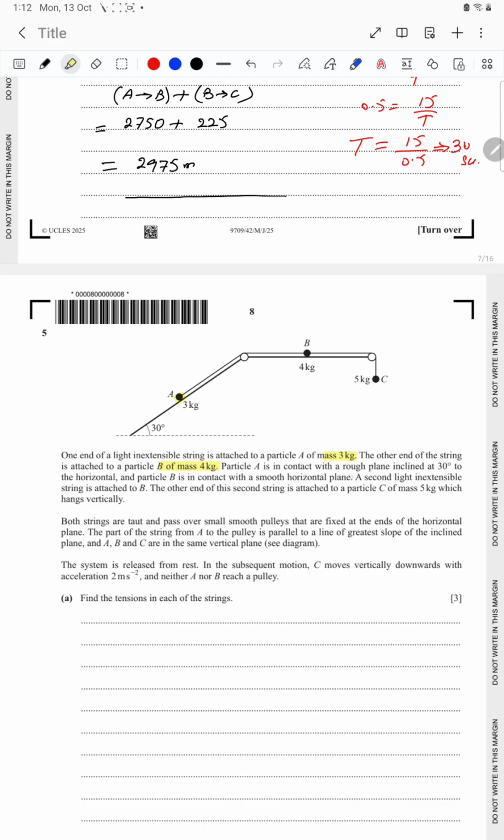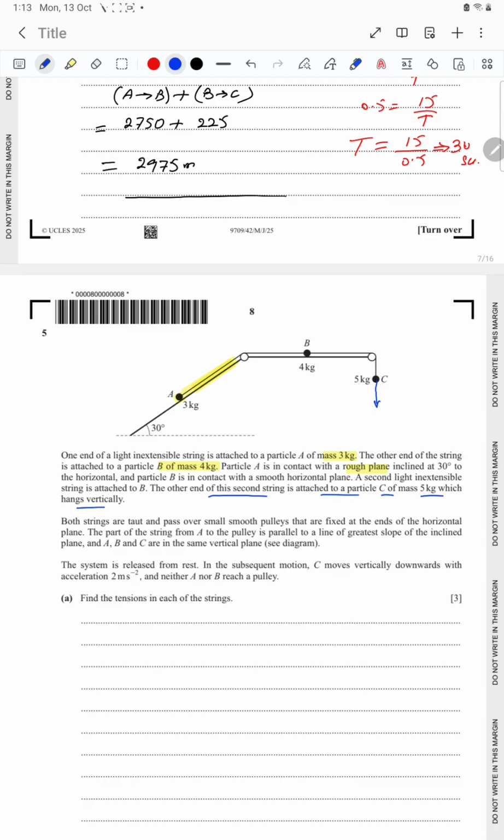The particle A is in contact with a rough plane. It means this is the rough plane, inclined at an angle 30 degrees to the horizontal, and particle B is in contact with the smooth horizontal. From B onward, B is lying on a smooth surface. A second light inextensible string is attached to B. The other end of the string is attached to the particle C of mass 5 kg, which hangs vertically. Okay, there are 3 particles.